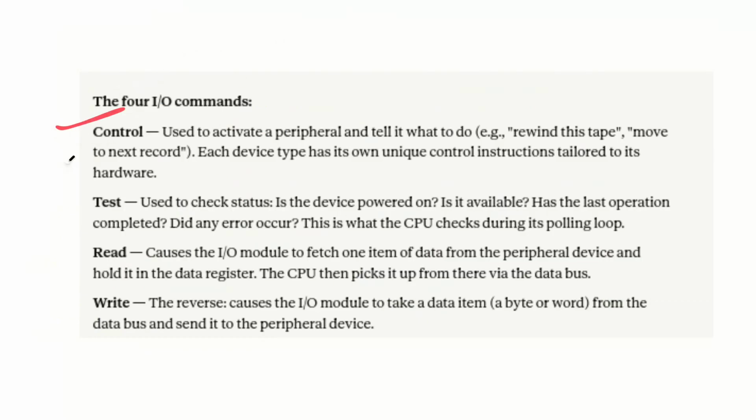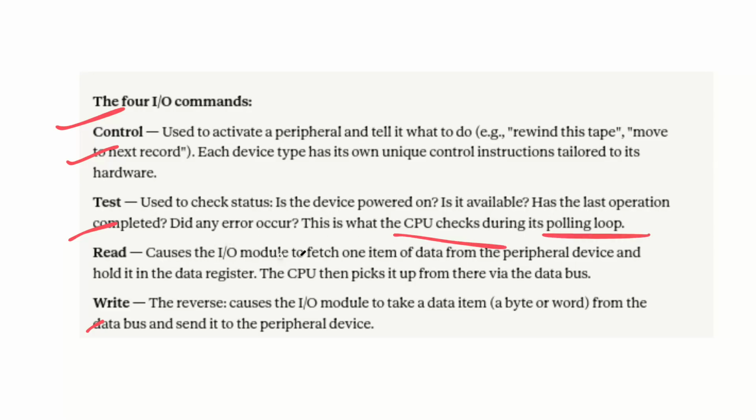Now there are control, test, read and write. Control is used to activate a peripheral and tell it what to do. Test is used to check the status. Is the device powered on? Is it available? Is there an error? That is why test is used. This is what the CPU checks during polling.